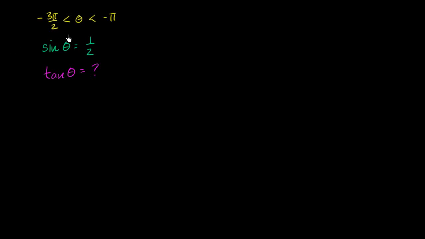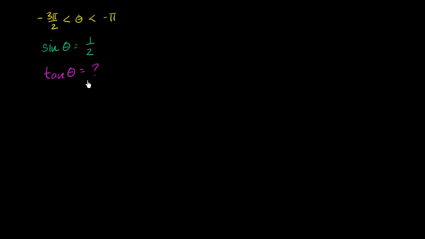Let's say that we're told that some angle theta, which is going to be expressed in radians, is between negative 3 pi over 2 and negative pi. It's greater than negative 3 pi over 2, and it's less than negative pi. And we're also told that sine of theta is equal to 1/2. Just from this information, can we figure out what the tangent of theta is going to be equal to?